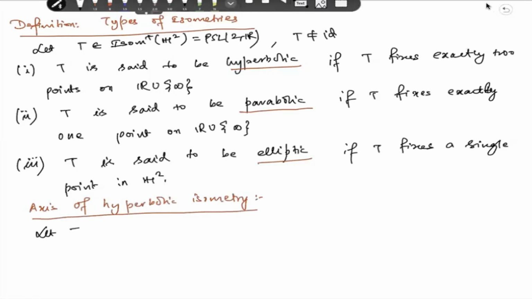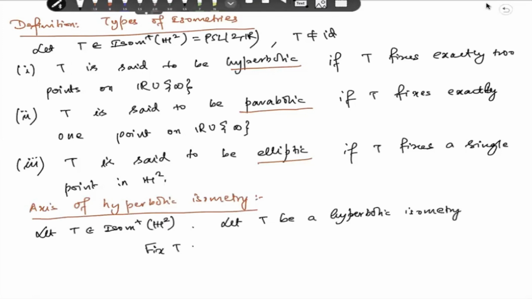So again, let us take T to be an orientation preserving isometry of this upper half plane, and let us assume this T to be a hyperbolic isometry. So this means that this T fixes exactly 2 points on R union infinity. So let us take the fixed point set of T to be equal to the set {T minus, T plus}. So these 2 points T minus and T plus belong to R union infinity.